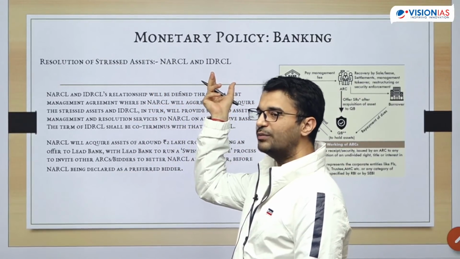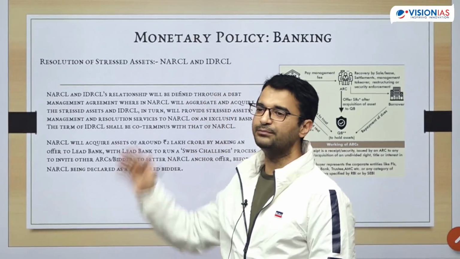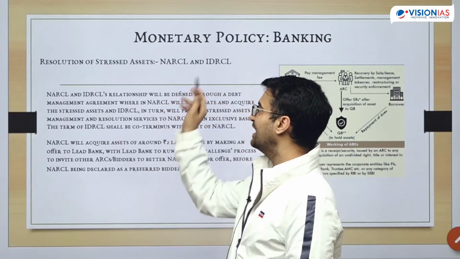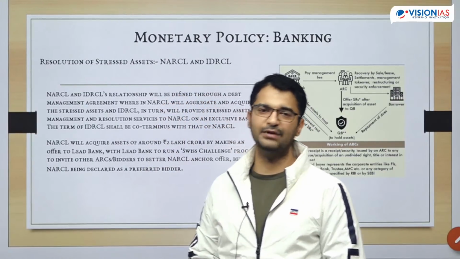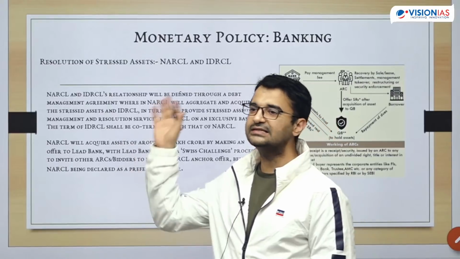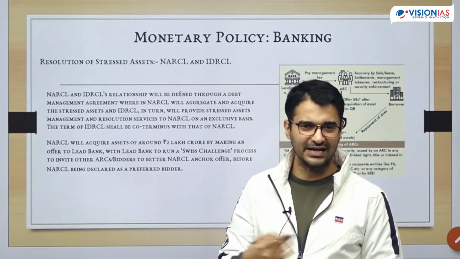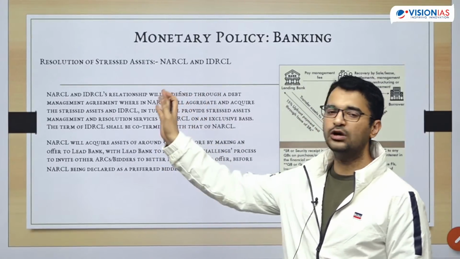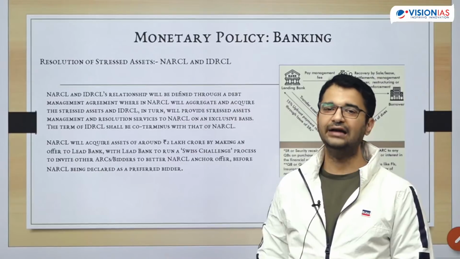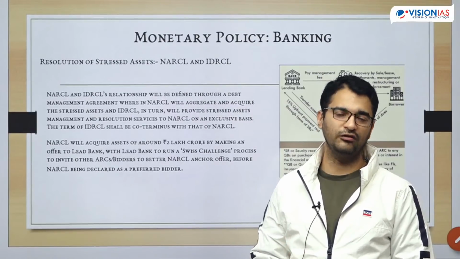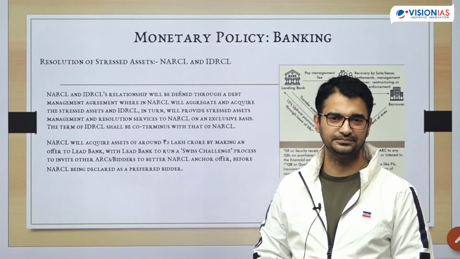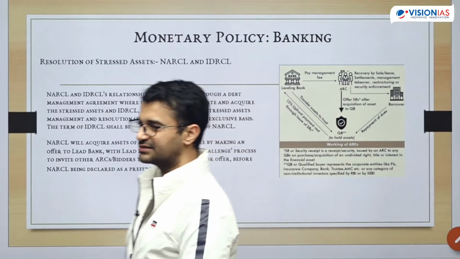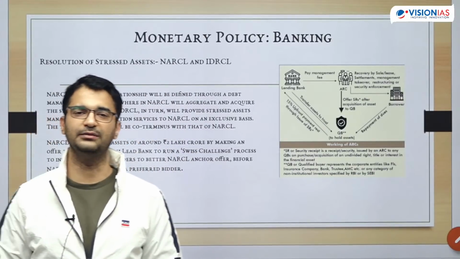IDRCL is jointly owned by public and private sector banks. 51% ownership of IDRCL is with private banks, 49% is with public sector banks. NARCL is held by public sector banks. This is that quote unquote bad bank, not exactly a bad bank, but an ARC, asset reconstruction company, which will take over bad loans from the banks and then will try to dispose them off in a manner best for the banks. This is basically what NARCL does. It is an asset reconstruction company floated jointly by the banks together.